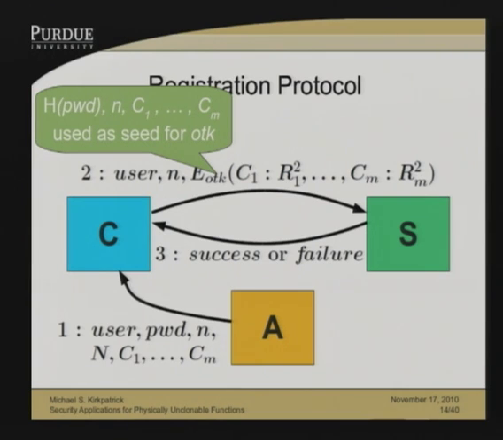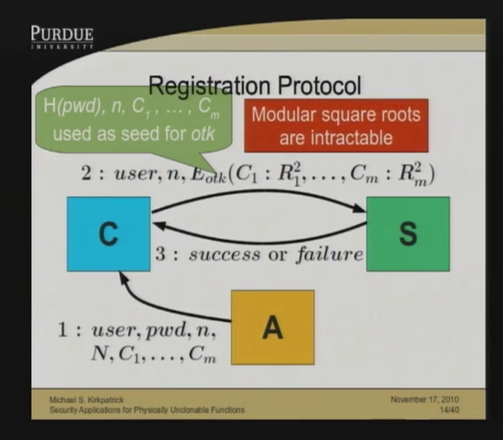But now if we look at the message that's inside here, we have the challenge response pairs, but we're not sending the responses themselves. We're sending the response squared mod that capital N that we had. And this is all based on the assumption that computing modular square roots is an intractable problem.